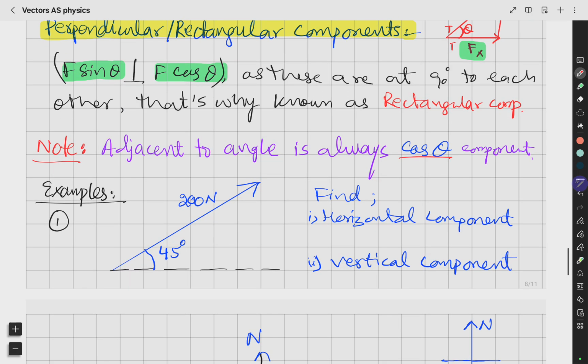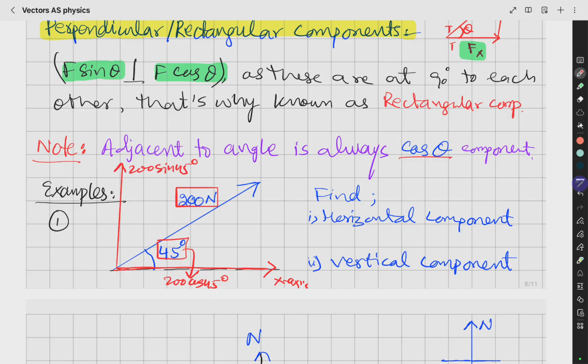Let's do an example of this. There's a vector of 200 Newton acting at an angle of 45 degree to the horizontal axis or the x-axis. What you have to do is find the horizontal component and the vertical. So what you do is you resolve it. This component which is parallel to the x-axis, the horizontal one, is adjacent to angle. Remember, I told you that adjacent to angle is always cos. So this is 200 cos 45. And then the other component, which is perpendicular to this cos one, is the sine one. So 200 sine 45.